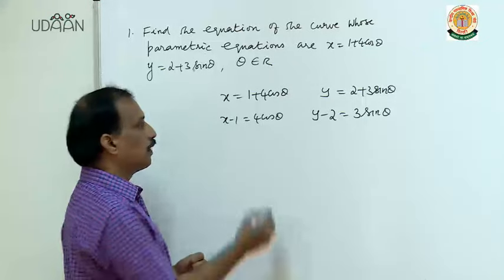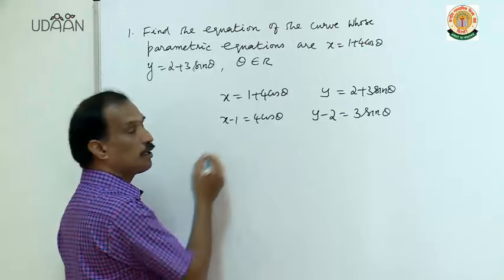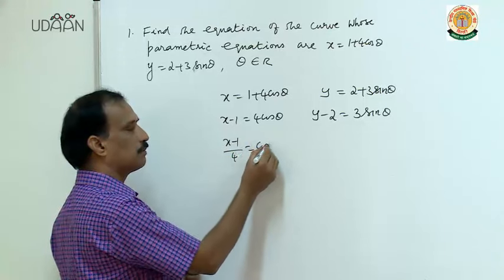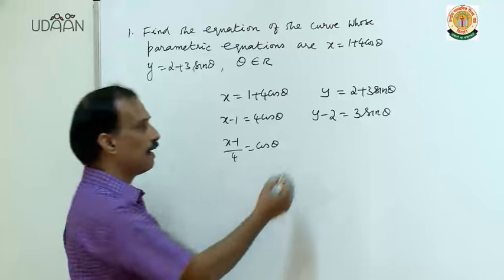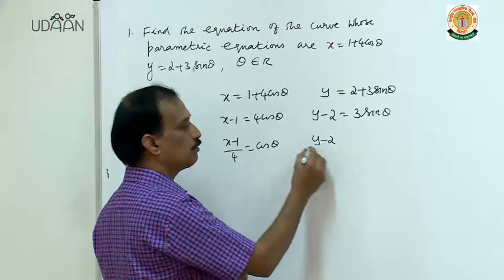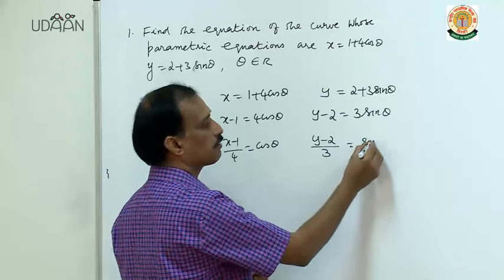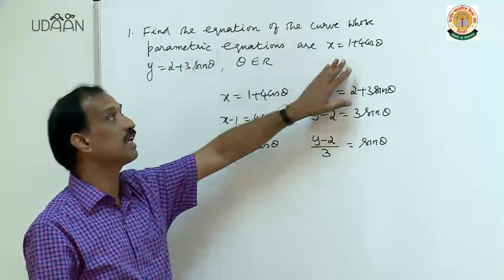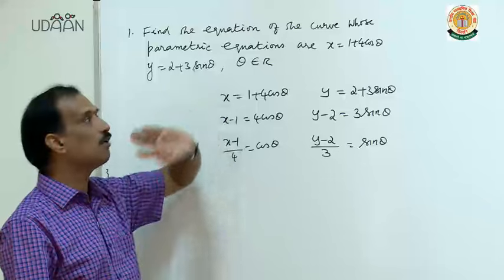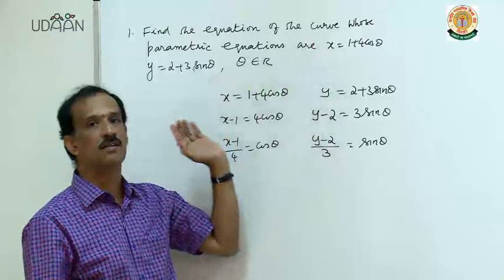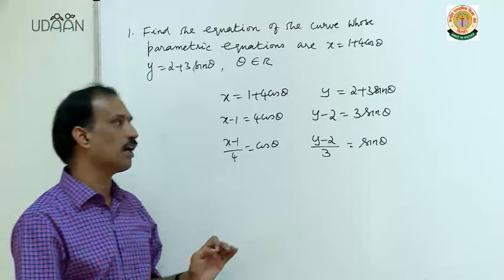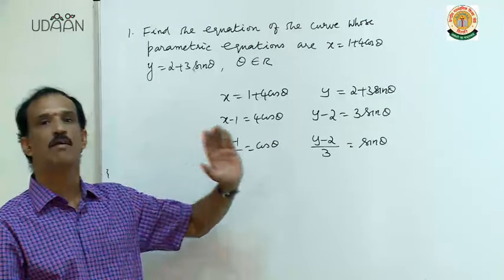Now, what we will do? This 4 you bring it down. So, x minus 1 by 4 equal to cos theta, and y minus 2 by 3 equal to sin theta. Now, normally whenever a parametric form is given, we have to eliminate this theta. Then we will get the equation in Cartesian format. Then we get what type of curve it is.